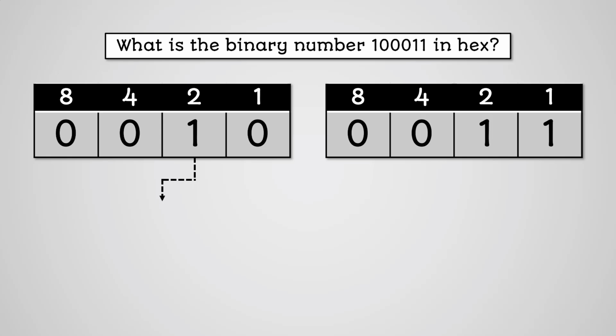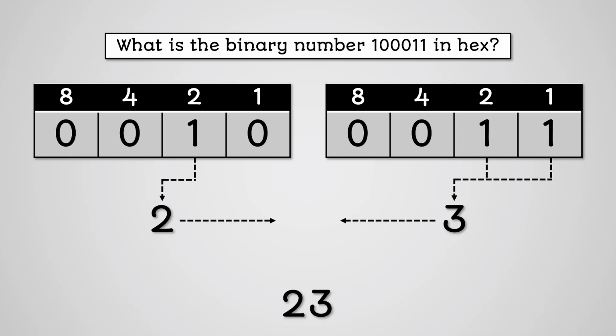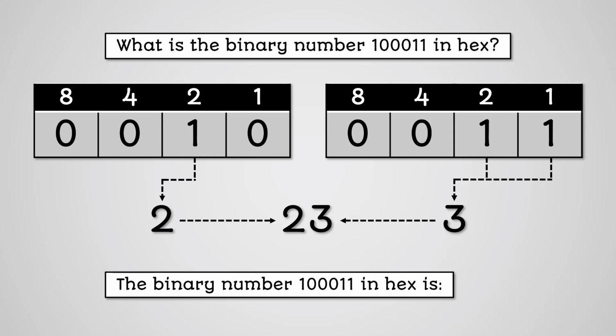The first number is equal to 2. The second number is equal to 3. And then we can combine these 2 numbers together to get our result. So the binary number 100011 in hexadecimal is 23. Remember, that's two-three, not twenty-three.